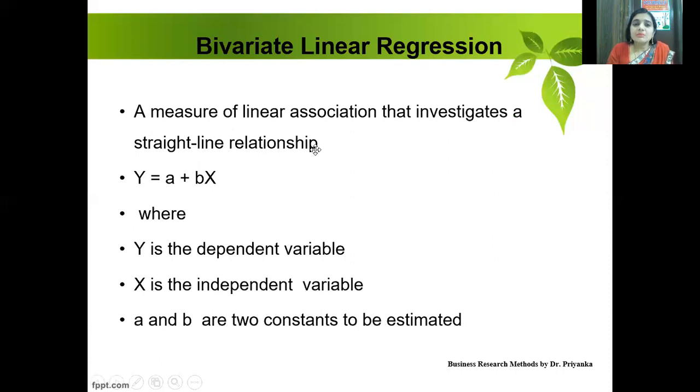So here's the formula. Bivariate linear regression consists of the formula like this: y is equal to a plus bx. It is a measure of linear association that investigates a straight line relationship, right? Y is equal to a plus bx, where y is our dependent variable and x is the independent variable. A and b would be calculated. These are basically the constants, or we can say that b is your slope and a is the constant term here.